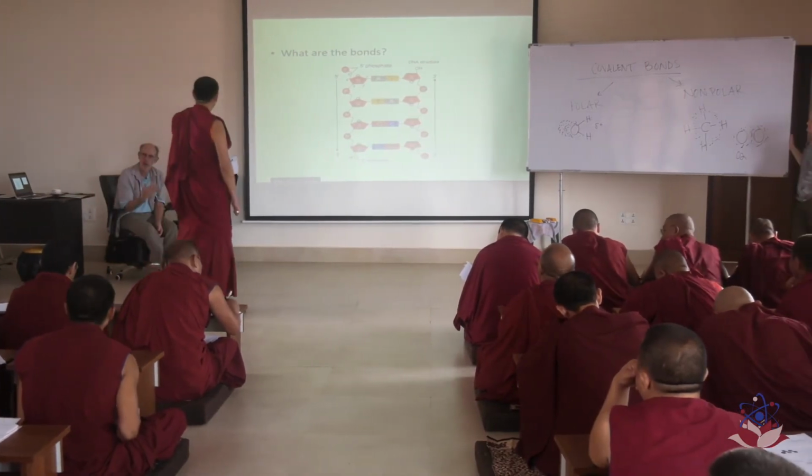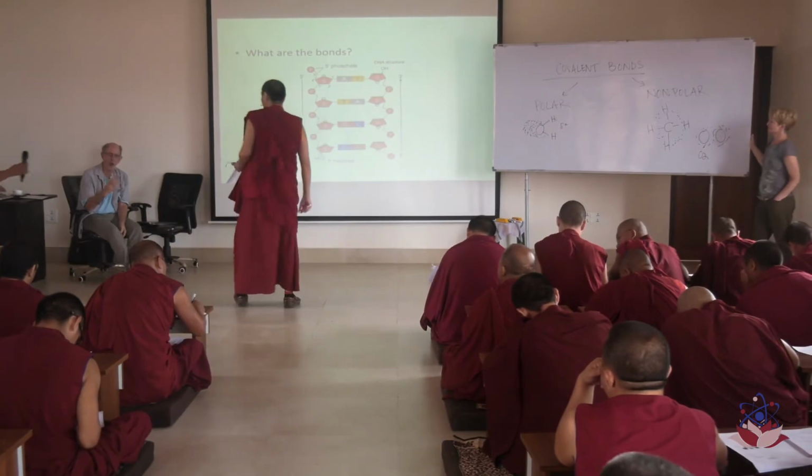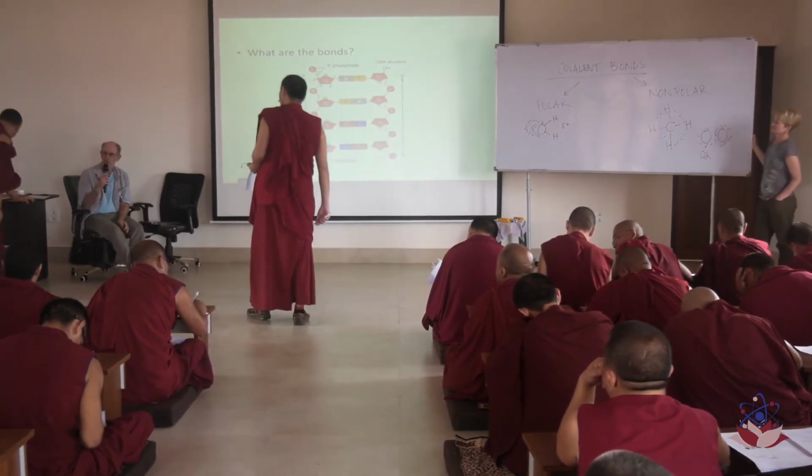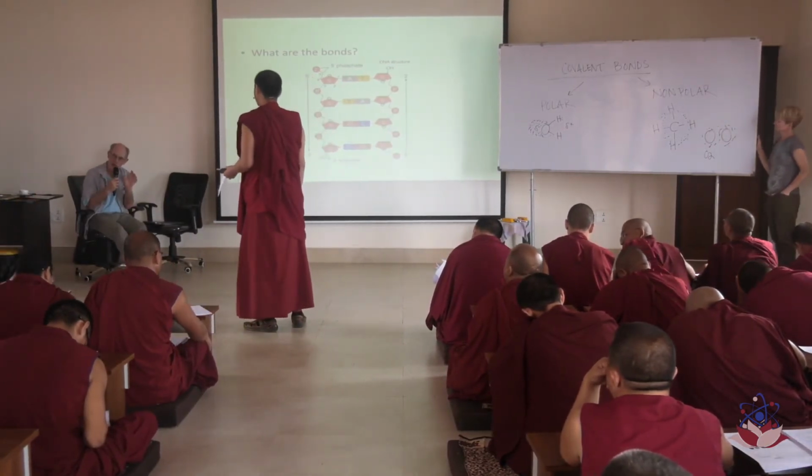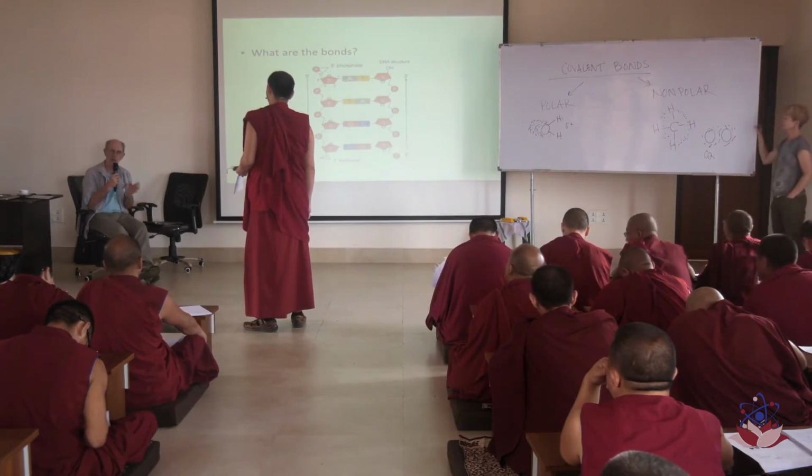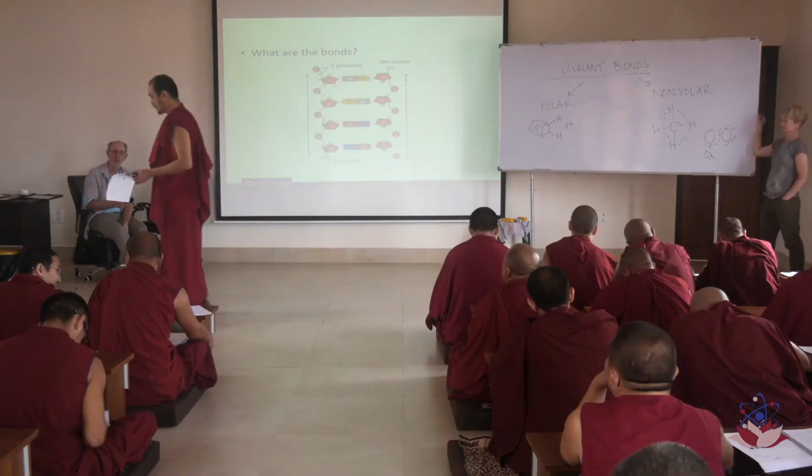When oxygen is in combination with almost, oxygen is bound to almost anything else, it has a partial negative charge because it's one of the most electronegative atoms.